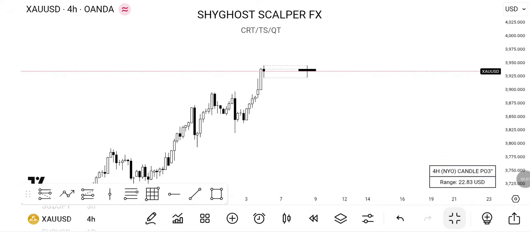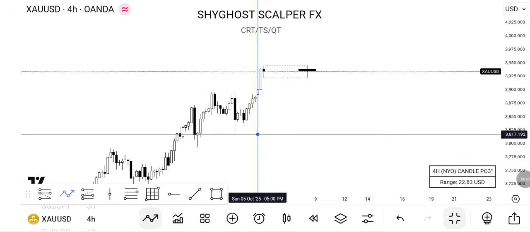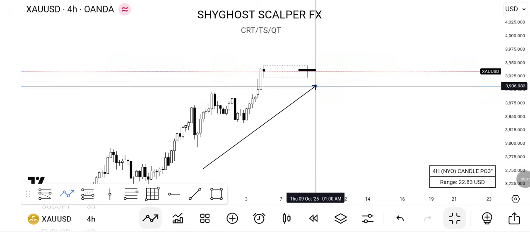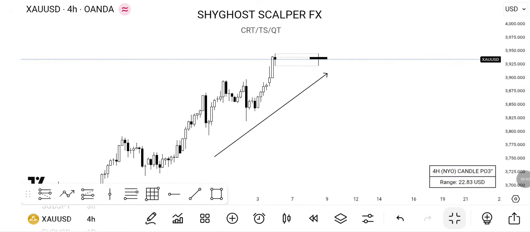So for this example, since we all know that gold is on a strong bullish momentum, right? We are not interested in looking for selling opportunities. We only take buying opportunities. Each and every bearish candle is an opportunity for us to look to capitalize from the markets, right?